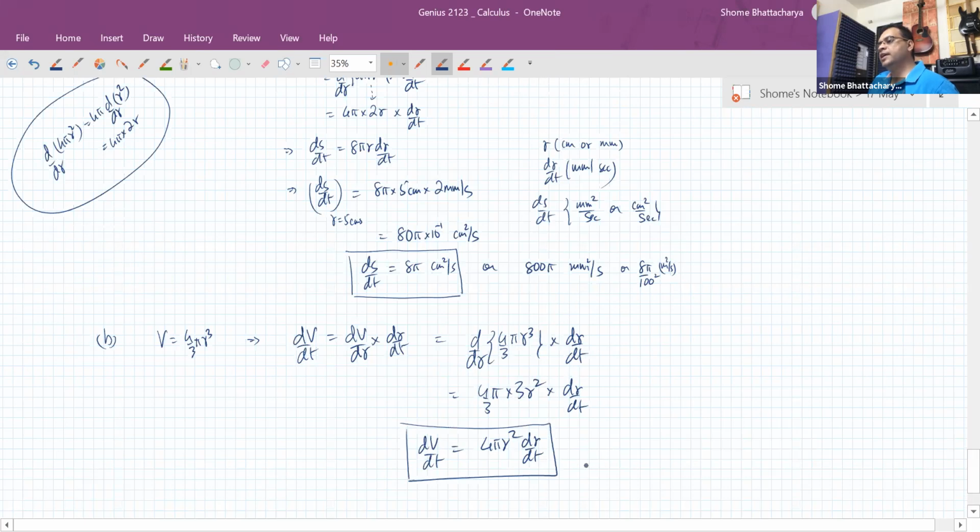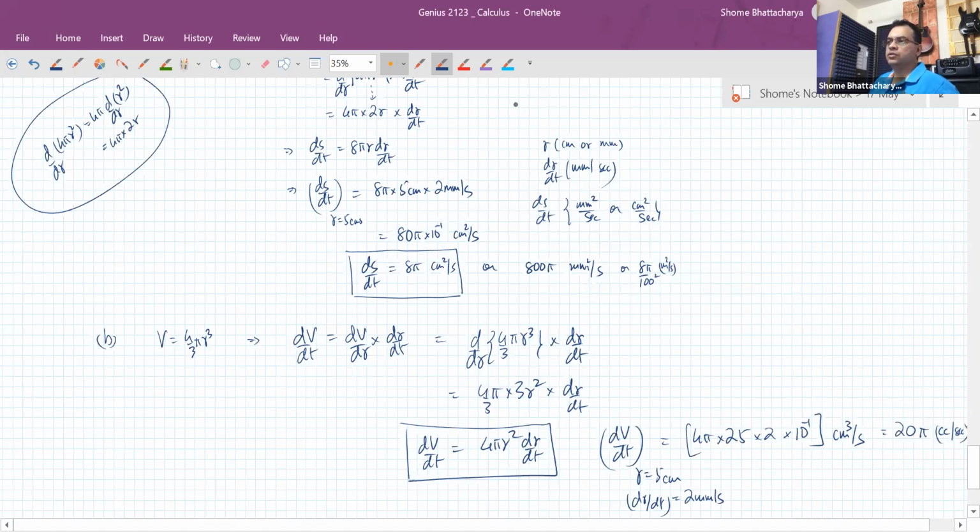Now we have to find at the instant when r is equal to 5 centimeters, and of course this is changing at the rate of 2 millimeters per second. So that will become 4 pi into 25 into 2. And if we are writing in centimeters per second, we can just take 10 raised power minus 1 in centimeter cube per second. So that's 20 pi cubic centimeters per second. Is that correct?